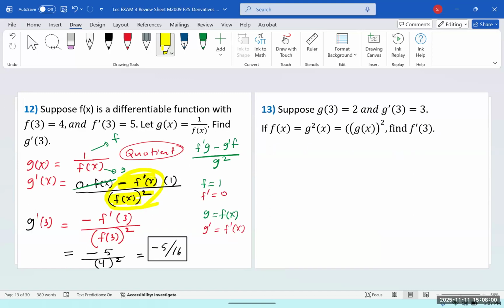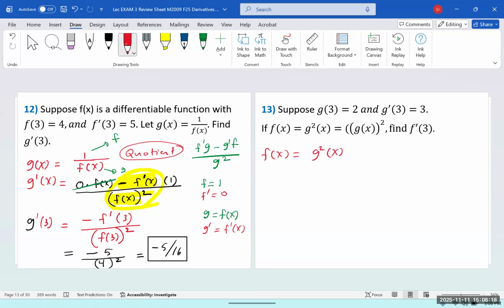One more question. Similar type, but it is a different derivative rule. They are saying f of x is g square of x.